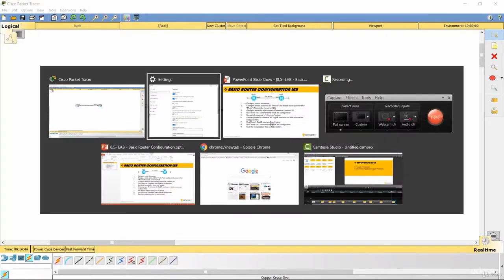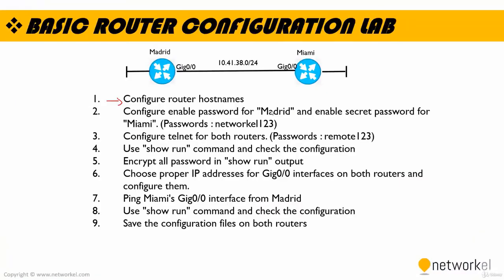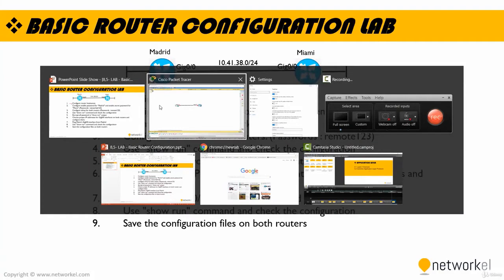Let's see if I need something more for my topology. Oh no, it's okay. I connected my routers to each other. Now it's time to configure the host names. I'm going to configure the host name Madrid and the host name Miami for the routers.